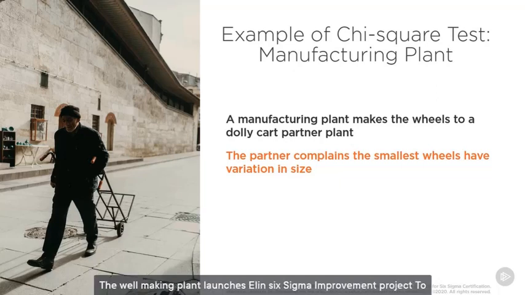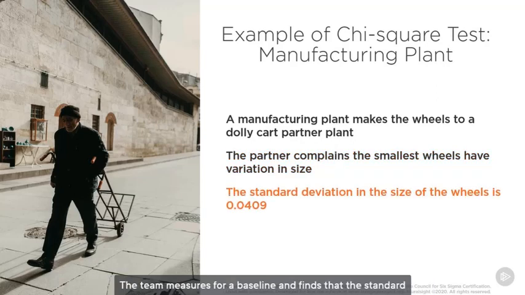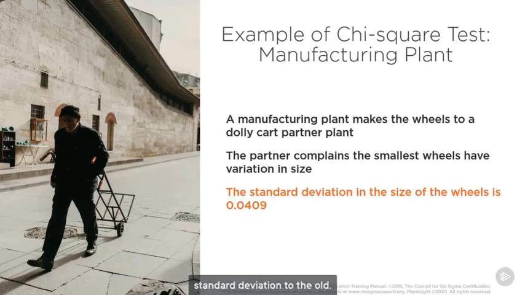The wheel-making plant launches a Lean Six Sigma improvement project to reduce the variation of the size in the smallest wheels. The team measures for a baseline and finds that the standard deviation in the size of the wheels is 0.0409. The team makes changes to the process and measures again to compare the new standard deviation to the old.